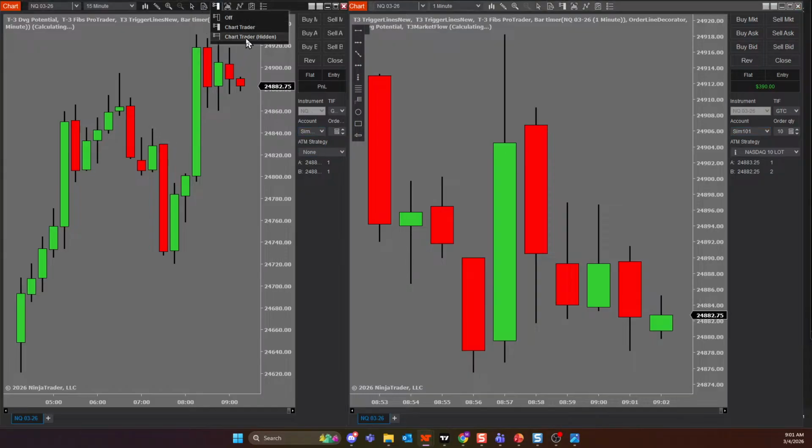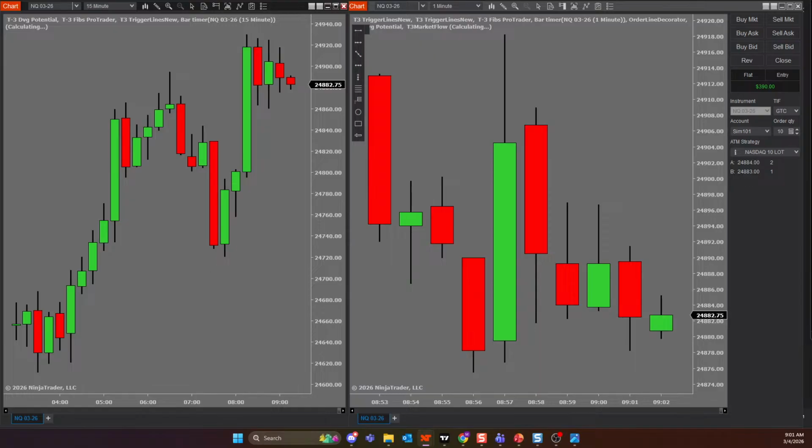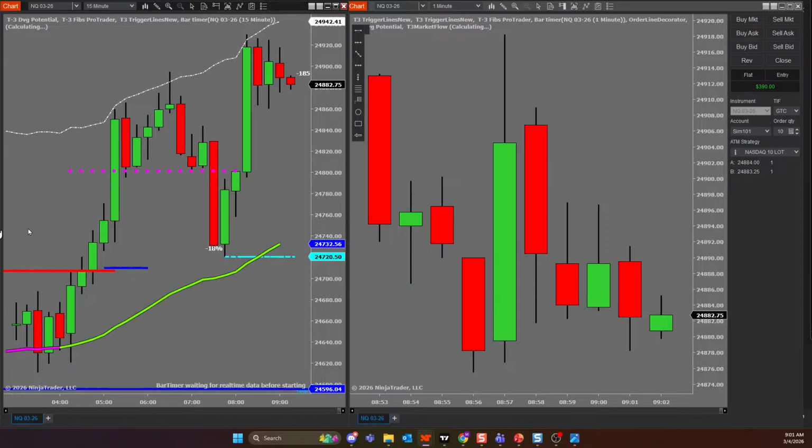Close some stuff out here. And if you look at my workspace, it doesn't have those large triggers. It doesn't have that background color. And it may on the smaller, faster chart. I'm not sure if it does or not, but it still doesn't play in.